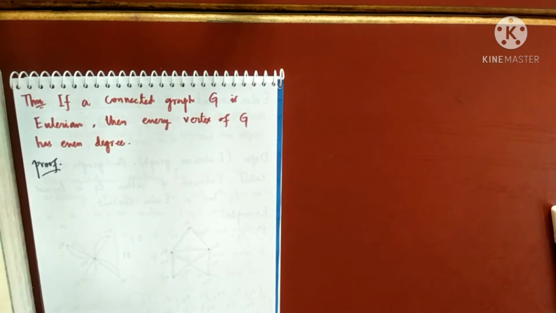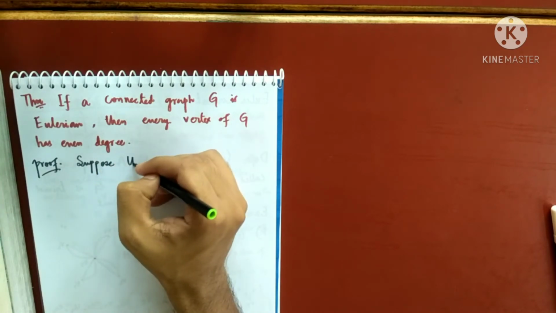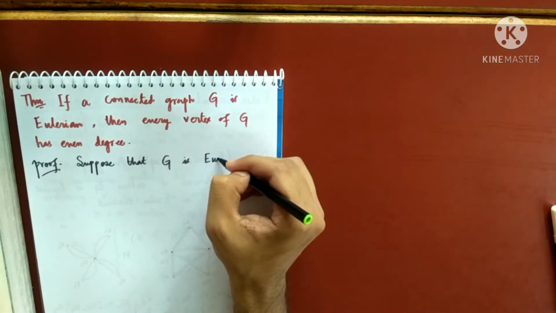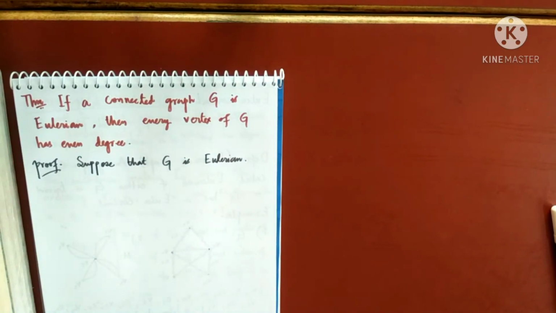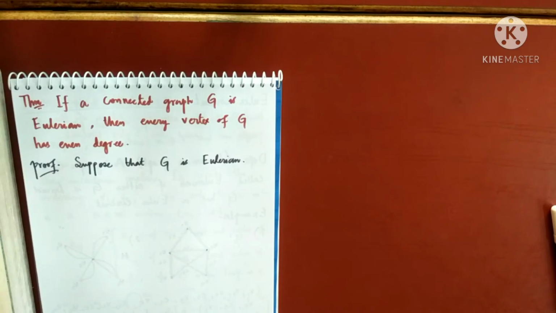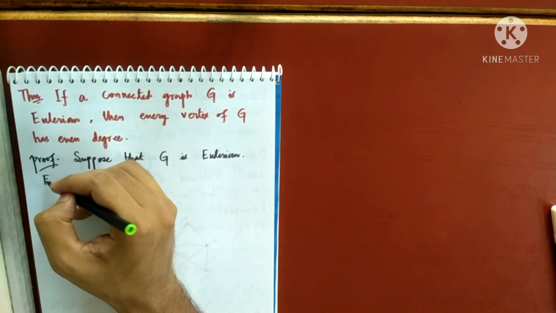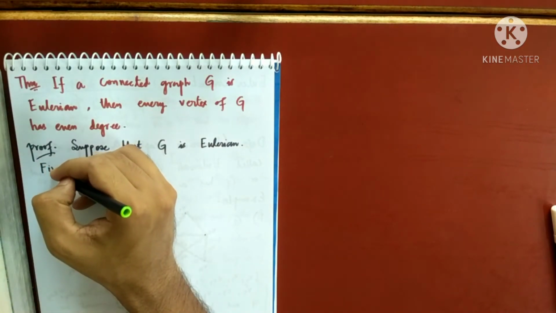So suppose that G is Eulerian. I am assuming my graph G is an Eulerian graph. That is the hypothesis. I want to prove that every vertex of G has even degree. So we'll prove that, don't worry. Let's start with a trivial case.